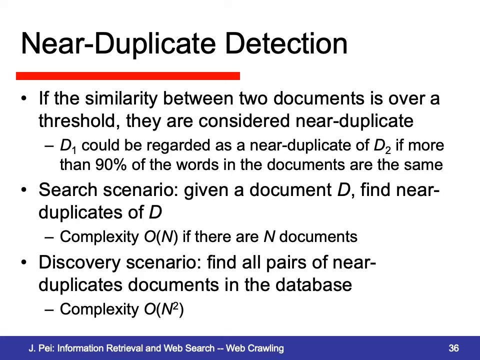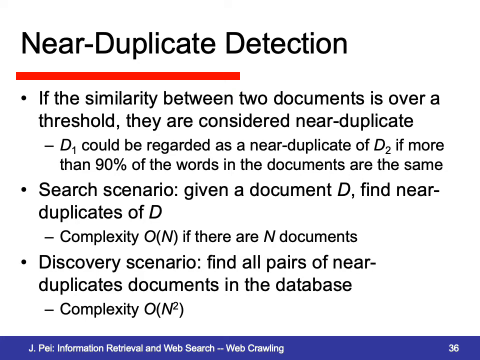So the search scenario becomes: given document D, we try to find all the near duplicates of D in an archive. Then this is a linear operation if there are n documents in total, because we only need to compare document D with everyone in the database. This is the search scenario.